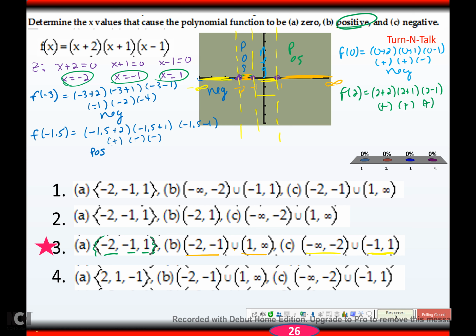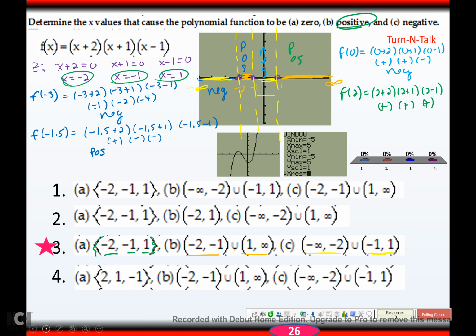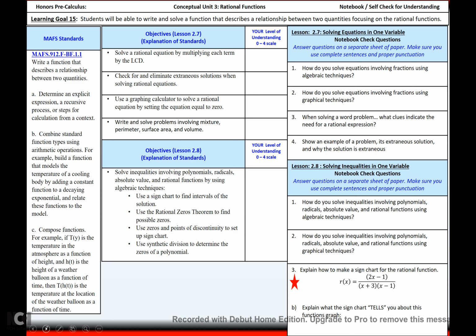Okay? Alright, and if you graph it, you can see here it's negative, here it's positive, here it's negative, and here it's positive. Okay, you see where it's above the x-axis and below the x-axis. Alright, so explain how to make a sign chart for this rational function and explain what the sign chart tells you about this function's graph.